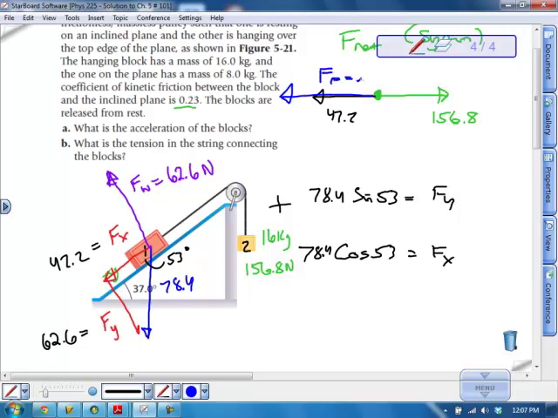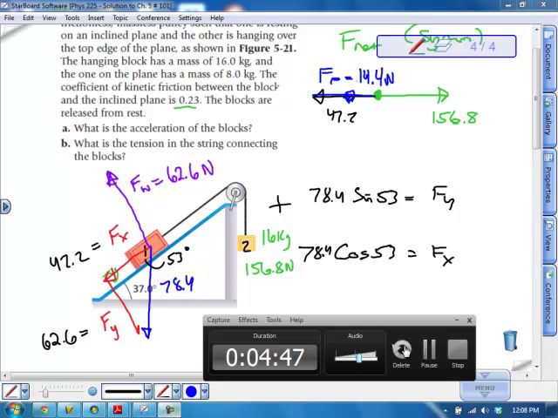The force of friction is equal to mu sub k times the normal force. The coefficient of kinetic friction is 0.23, and the normal force is 62.6. So that gives me a force of friction. If I multiply 0.23 times 62.6, I get approximately 14.4 newtons. I could have drawn that smaller because it's not as big. But the force of friction is about 14.4 newtons. That's also going to act to the left to slow this box down.